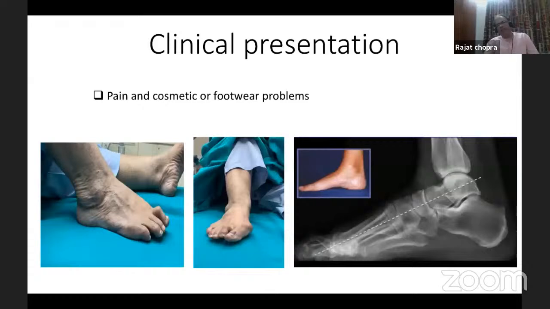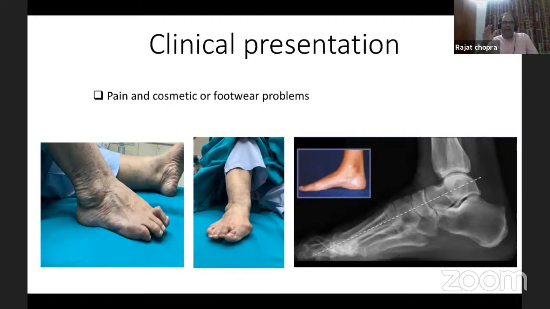Now, when the patient comes to you, the patient will come with two problems, mainly pain and cosmetic. Pain is one thing that you should try to help the patient with. For cosmetic reasons, it will be a young girl coming to you asking that it doesn't look good, it is not going with the shoes. So she would like it to be modified. Then you have to be very careful with that.